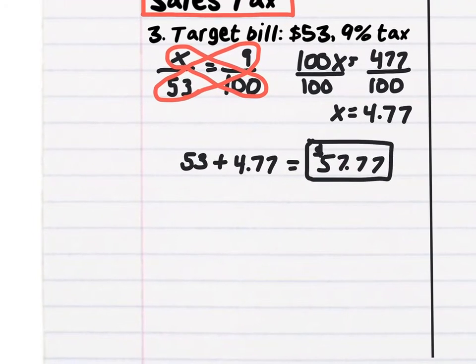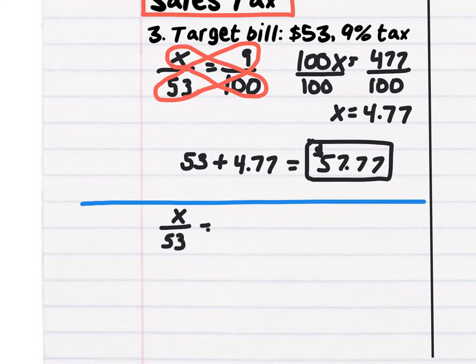Again, I'm going to show you a different way, very similar to the markup. So this should look like the markup, where we're adding it on to the price at the end. So another way, I want you to draw a line to divide your paper into the two different ways, is we're still going to have x over 53. But instead of using 9%, we're going to add it to 100 because you're actually paying 109% of that price. So that 100 represents the 53, and then the 9% represents the tax. Okay, and then you're going to solve it the same way.